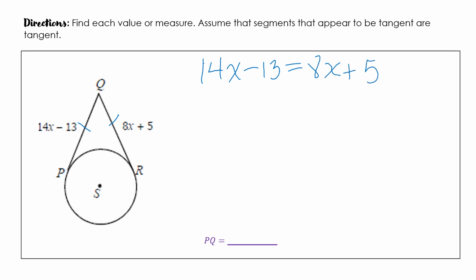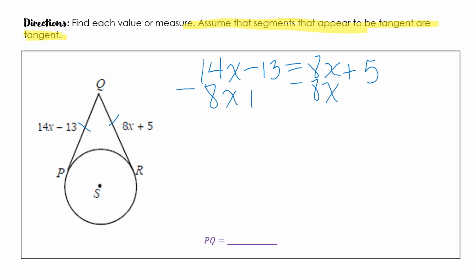Keep in mind these are segments. Don't try to add them and set them equal to 180. That has to do with angles and degrees, not segment length. They are equal to one another. It also says in the directions, assume the tangents that appear to be tangent are tangent. So it's telling you that QP and QR are tangent, which means that they're going to be congruent since they meet at point Q.